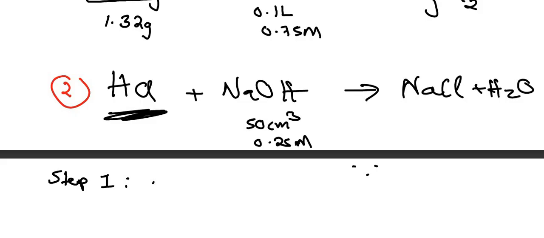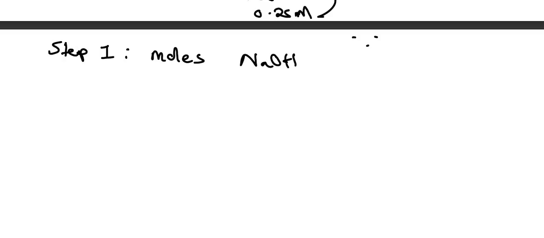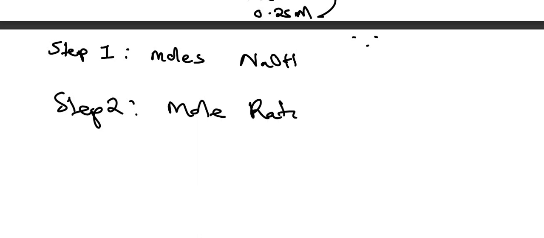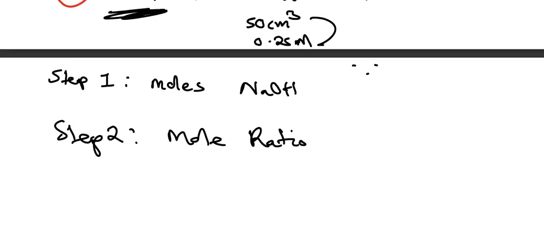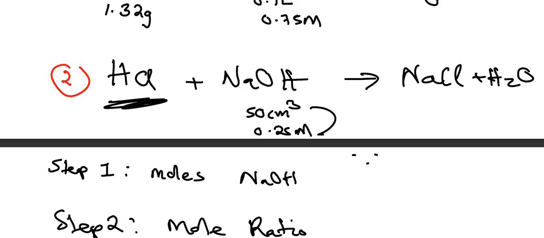So the first thing you're going to get are the moles of sodium hydroxide. That's what you're going to get using this information here. Make sure you change your volume to liters. That's step number 1. Then step 2, you're going to get the mole ratio between the sodium hydroxide and the HCl in equation 2. These are in a ratio of 1:1, so the number of moles you get for sodium hydroxide will be the number of moles of hydrogen chloride. They will be the same because they're in a ratio of 1:1.